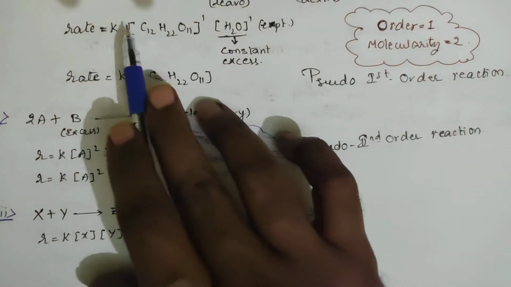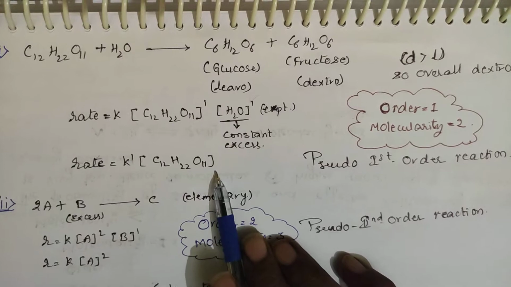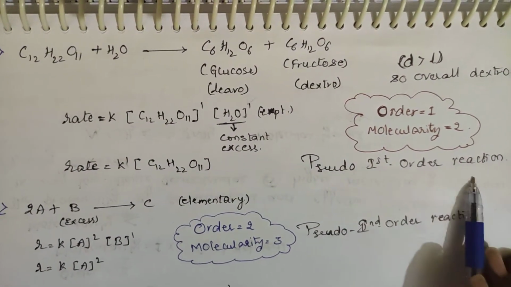Basically it will appear as 2, but in the rate it is only first order. So pseudo means false. A false first order reaction.